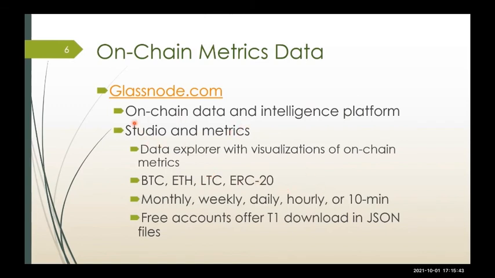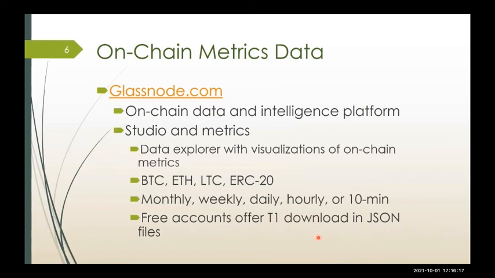The most interesting parts are the Studio and the Metrics. The Studio allows you to look at many of the on-chain data, not all of them, with visualization and a lot of charts, right? And you can have monthly, weekly, daily, hourly, or 10-minute data. If you use the free account for individual investors, you can download the tier 1 metrics for free in JSON files.